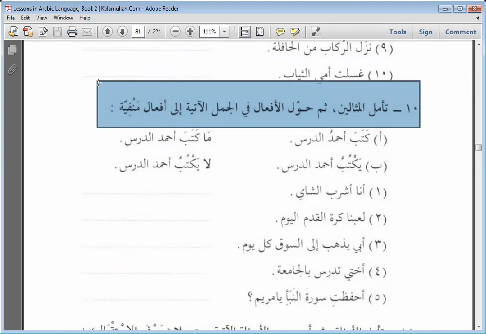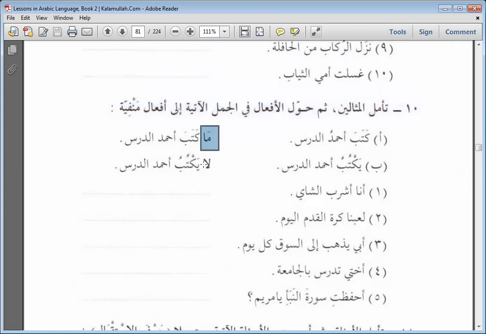All right. Remember, we said the ma is what negates the past tense verb, and la negates the present tense. Let's look at the examples. Say after me. كتب أحمد الدرس. So we want to negate that. We say ما كتب أحمد الدرس.